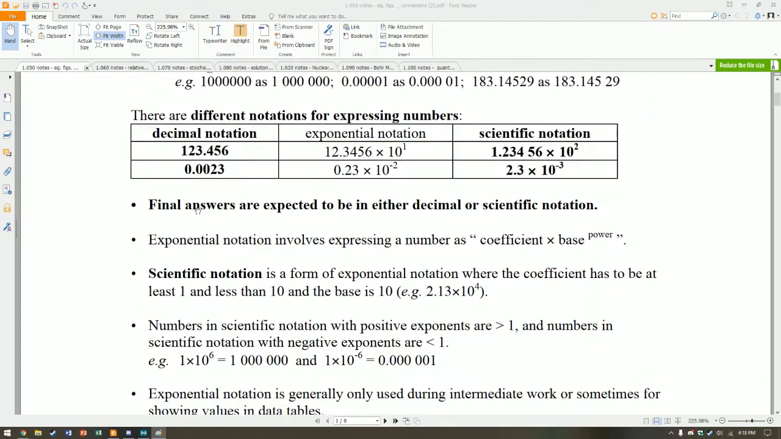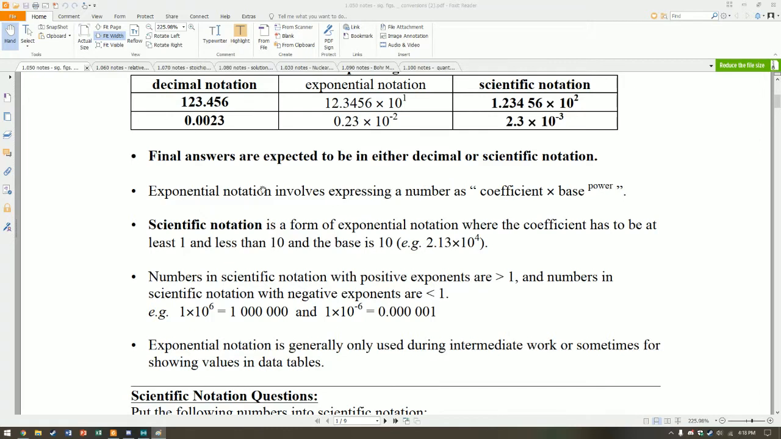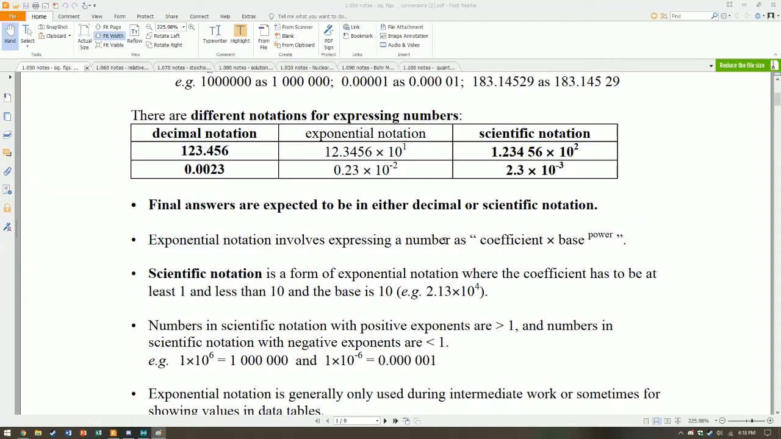In life in general, you're expected to write in either decimal or scientific notation. However, this exponential notation is extremely useful, at least in the intermediate process of your work. Scientific notation is just a single digit number times 10, a coefficient times a base to some power.